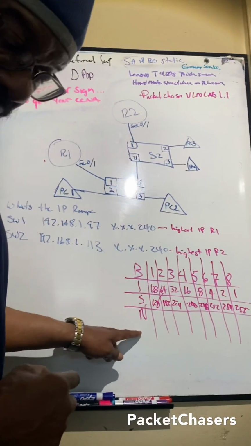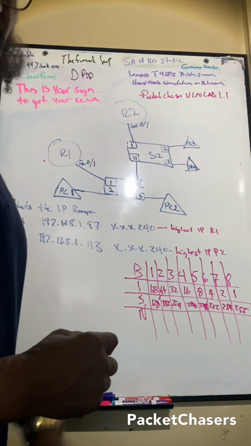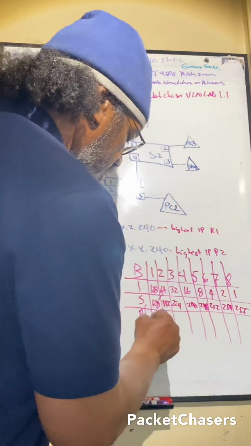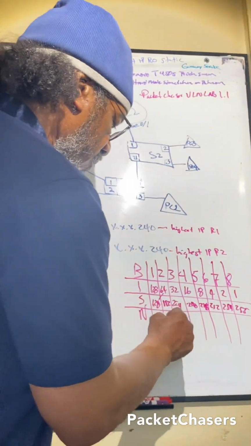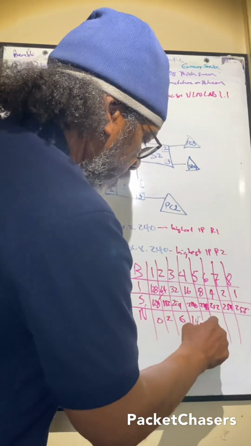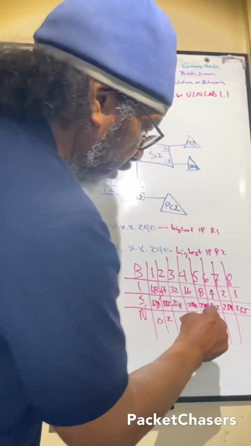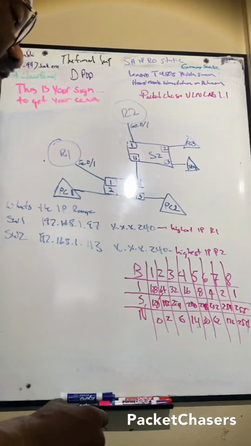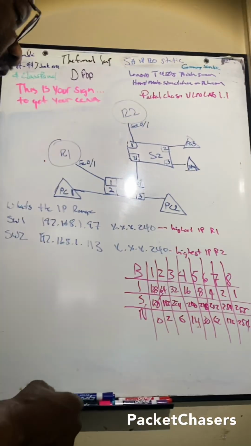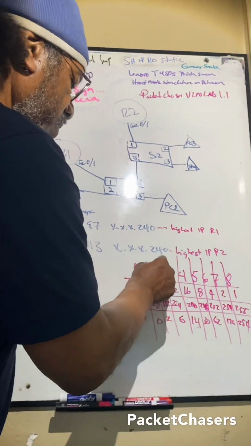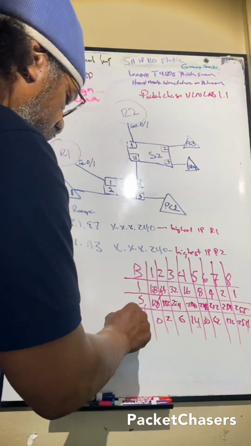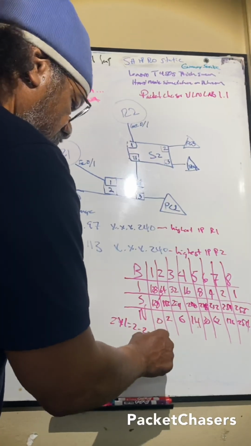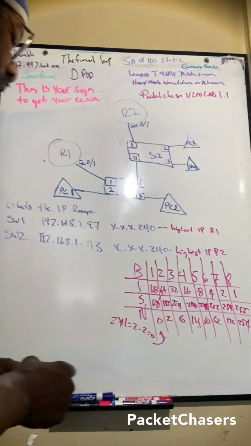Last but not least is the nets, which is 2 to the n minus 2, broken down, right? 2 to the n minus 2 is 0, 2, 6, 14, 30, 62, 126, 254. That's 2 to the n minus 2, n meaning the number of bits. 2 times 1 is equal to 2, minus 2 is equal to 0. That's how we were able to derive that 0.